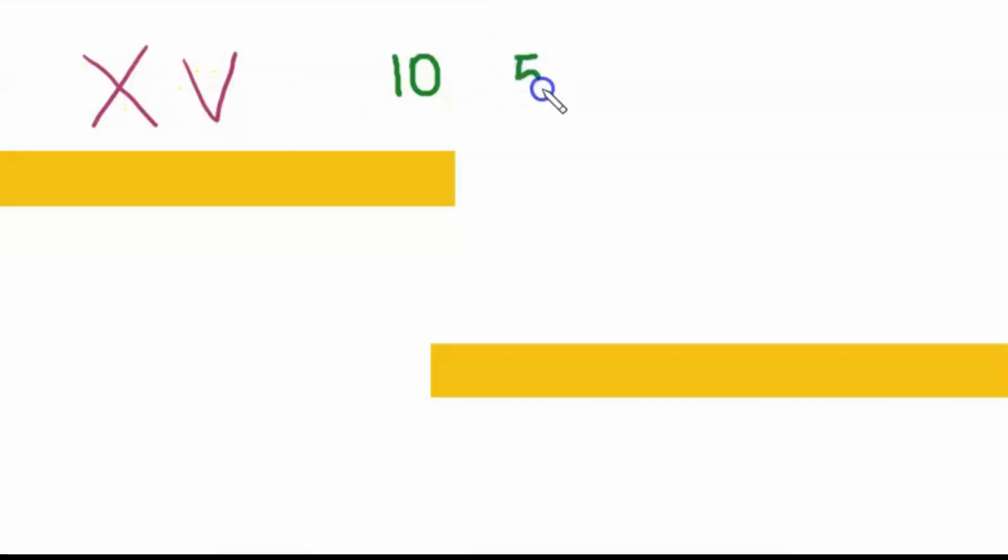And then what is V? That's 5. Unlike when we are converting from number to Roman numerals, where we just write it together, here, if you just put it together like this, that would be wrong. That's not what you do when you are converting to numbers. What we'll do now is add them together, right? So we have 10 plus 5 is 15. So XV is actually 15.